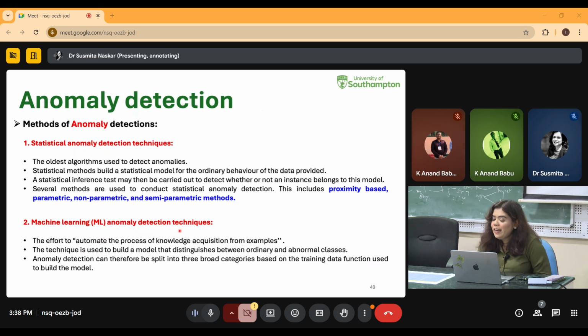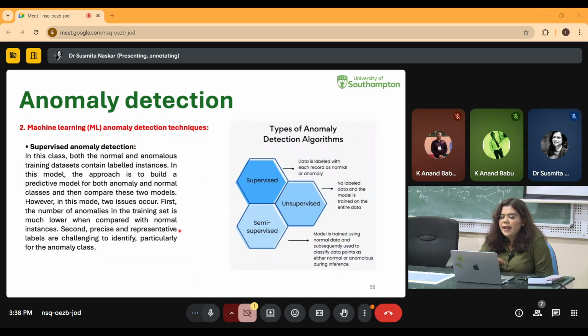So the main ones are the supervised one, the semi-supervised one, and the unsupervised one. This makes ML especially powerful when dealing with large and complex datasets, where patterns are not easily captured by simple statistical methods, right? Together, statistical and machine learning techniques are kind of the backbone of modern anomaly detection systems. Now we will quickly look into the three important paradigms of machine learning anomaly detection techniques.